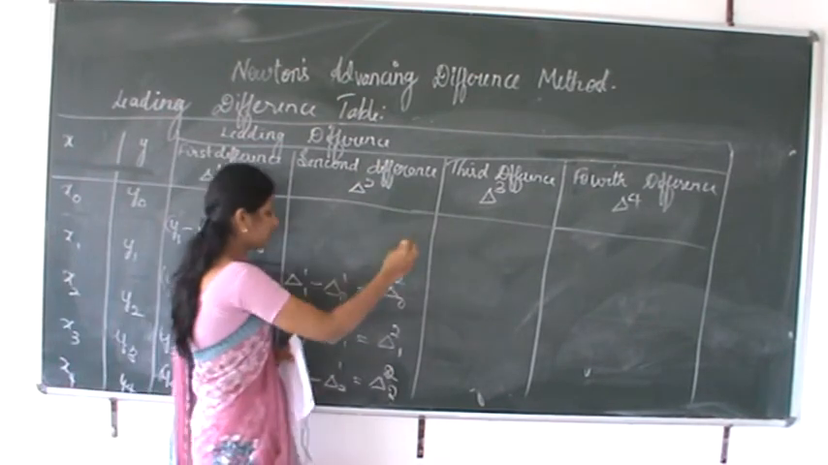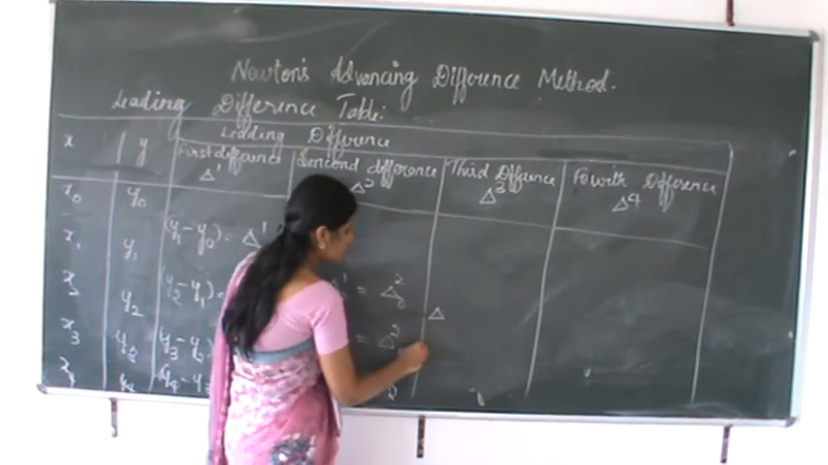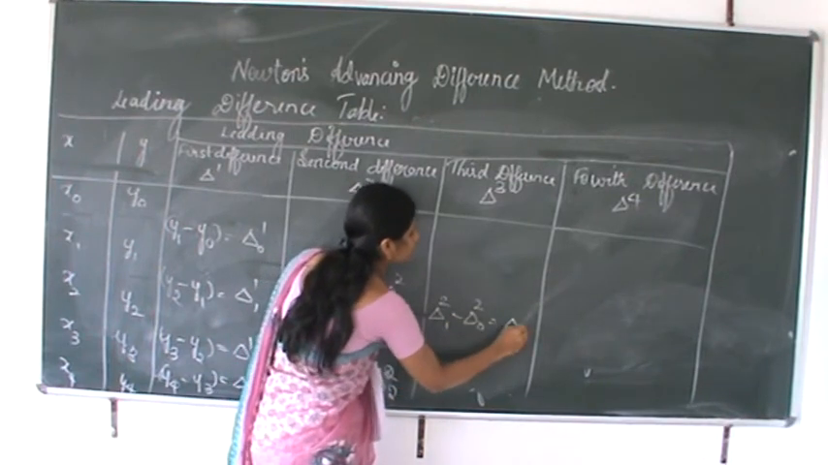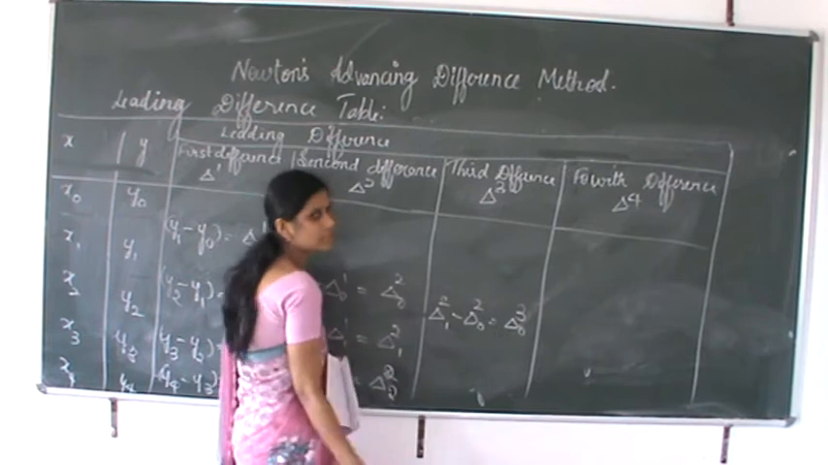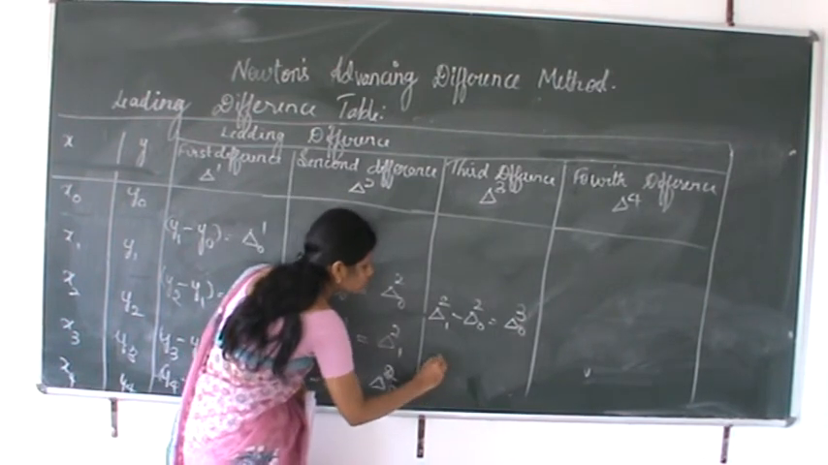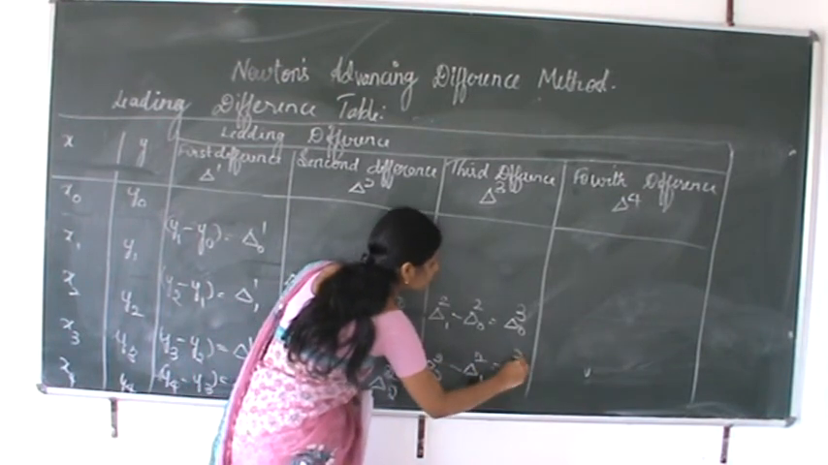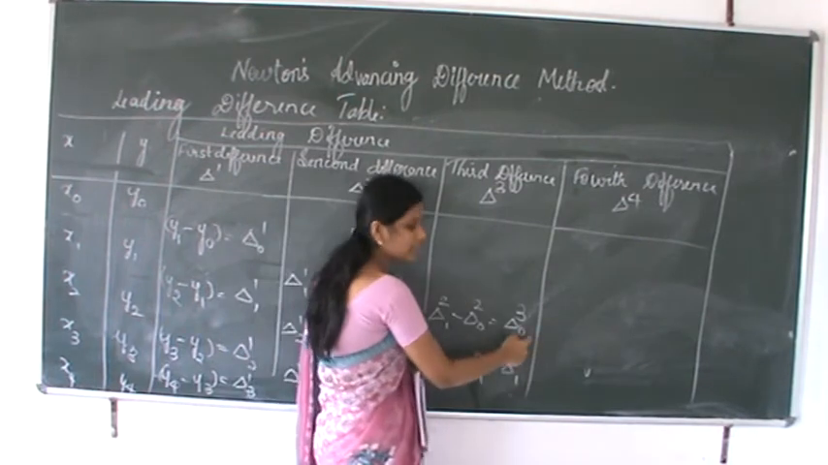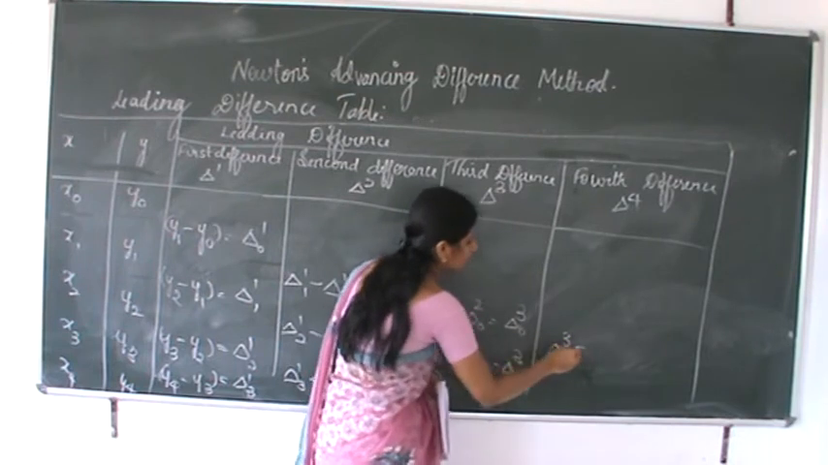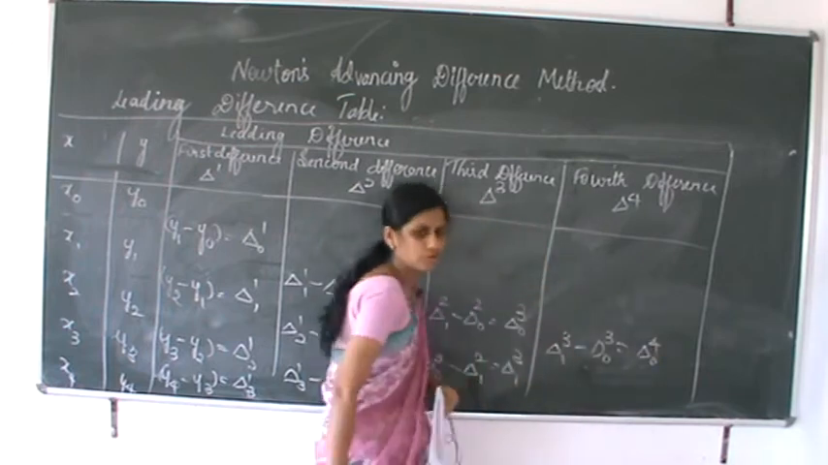After this, third difference: these two values we are going to deduct and write in the middle. That is delta 1 raised to 2 minus delta 0 raised to 2 is equal to delta 0 raised to 3, the third difference. Next, delta 2 raised to 2 minus delta 1 raised to 2 is equal to delta 1 raised to 3. Lastly, fourth difference will be deducting these two values. Delta 1 raised to 3 minus delta 0 raised to 3 is equal to delta 0 raised to 4.